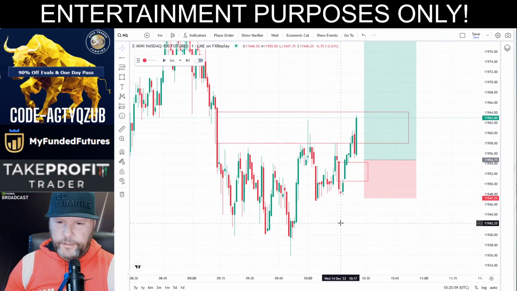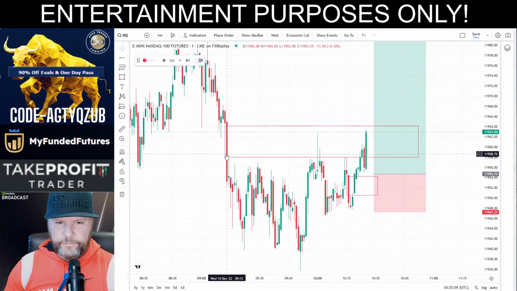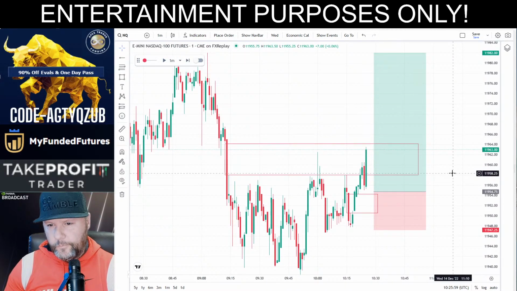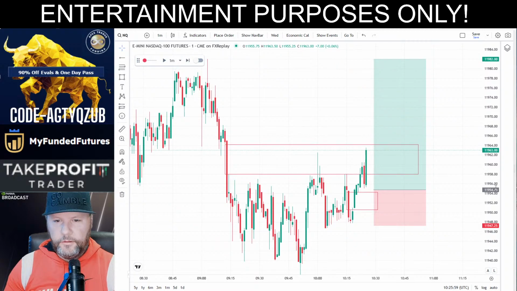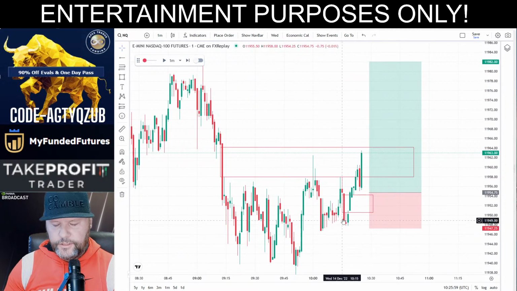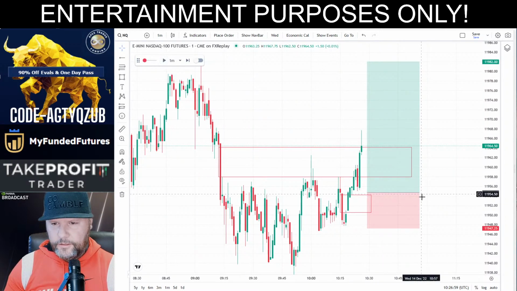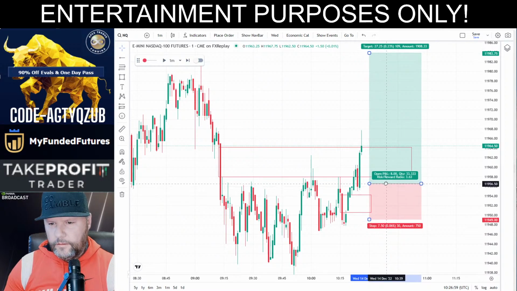Now, here's the thing. Could we re-enter if this one inverses? We could. We very well could. We got low resistance. It's the same kind of setup. It's just, unfortunately, we got ticked there. All right, so let's try it again.